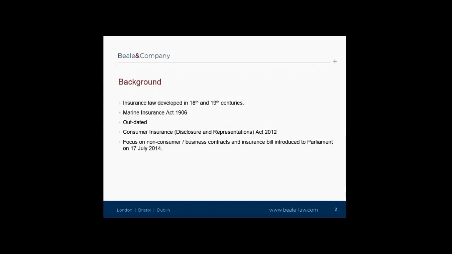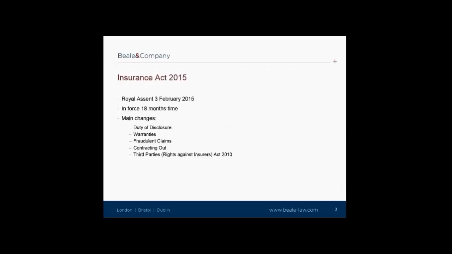On the 6th of April 2013, the Consumer Insurance Disclosure and Representations Act 2012 came into force. This Act simplifies existing law and replaces the consumer's duty of disclosure with a new duty to take reasonable care when answering an insurer's questions. Following the successful implementation of the Consumer Insurance Act 2012, the Law Commission shifted its focus to non-consumer insurance contracts, and the draft insurance bill was introduced into Parliament in July 2014.